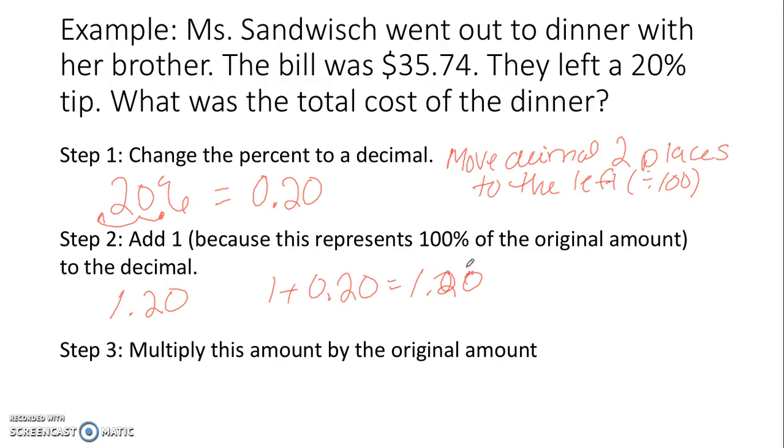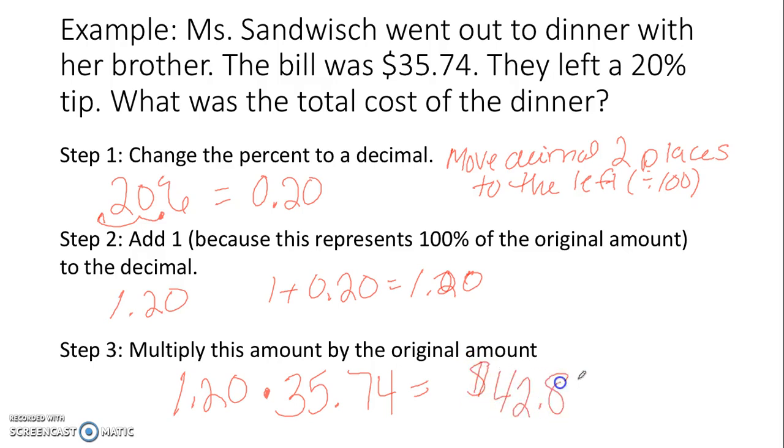Now the last thing we're going to do is multiply this amount by the original amount. So 1.20 times $35.74. When you multiply that together, you get $42.888. Since we don't have coins that go out to the thousands place, we're just going to round to the nearest hundredth, like we would do cents. So $42.89.